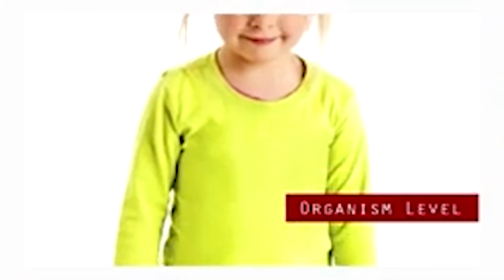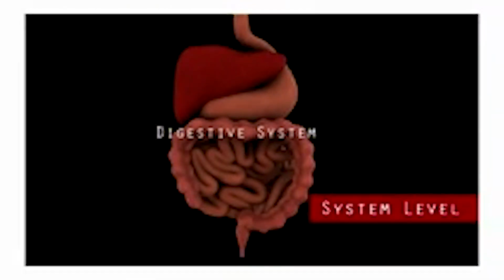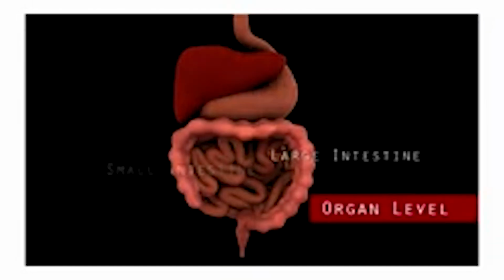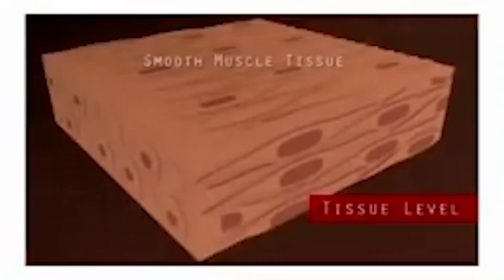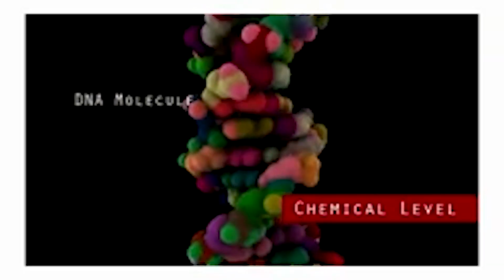Organisms, such as a little girl, are made up of organ systems, such as the digestive system, pictured here. Each of these organ systems is comprised of individual organs. As shown in the diagram, organs such as the liver, the stomach, and the small and large intestines are part of the digestive system. All of these organs are made up of tissues. Tissues are a group of similar cells that perform the same functions, such as the epithelial tissue and the smooth muscle tissue pictured here. Tissues are made up of cells, and a cell is the smallest unit of life. Finally, cells contain organelles and molecules such as DNA.